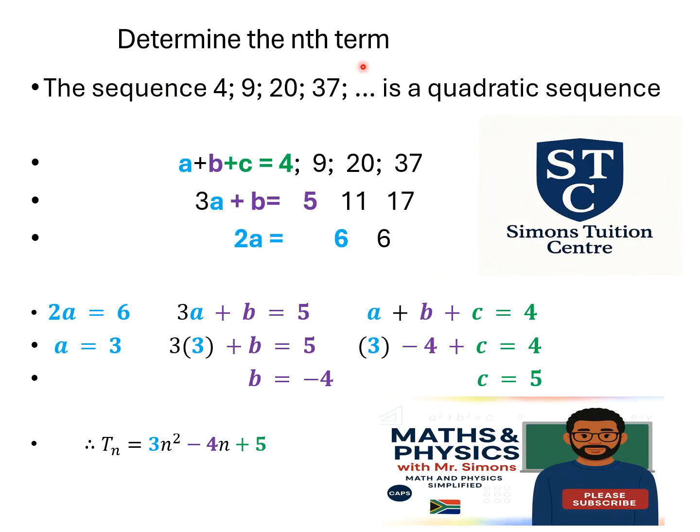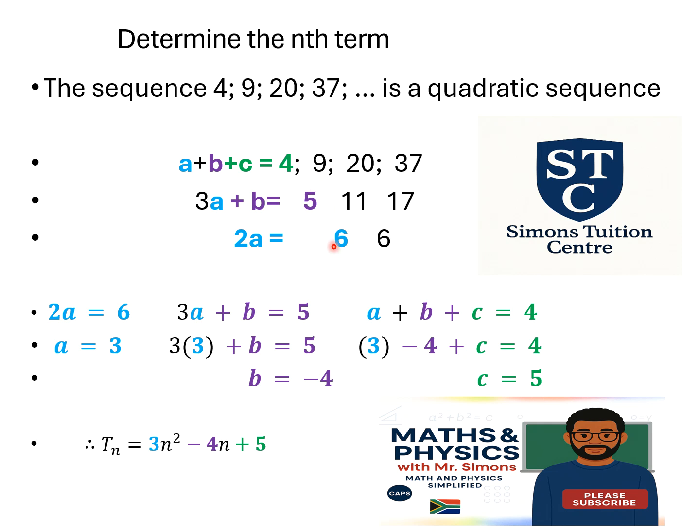Now determine the nth term. The sequence 4, 9, 20, 37 is a quadratic sequence. So again, 9 minus 4 gives me 5, 20 minus 9, 11, and 37 minus 20, 17. Now, hope you've taken note, I'm subtracting right from left. Don't go say 4 minus 9. That's how we catch you out if we give you a negative sequence.